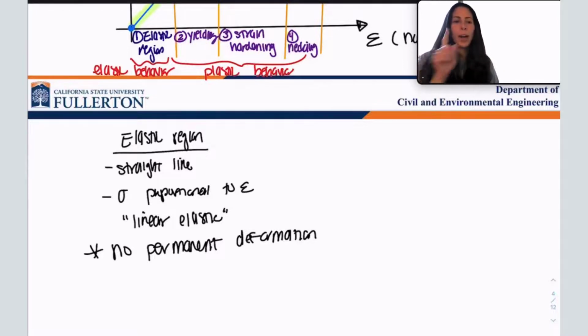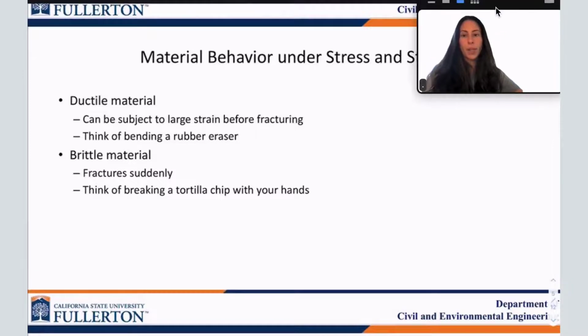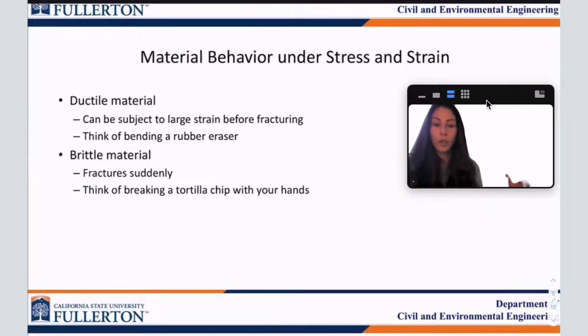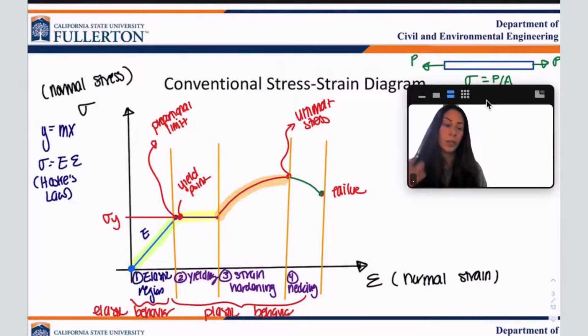Now, I want you to think about the plastic region. That means that there's no more bounce back. The minute you hit the plastic region, you have some permanent deformation there, okay? Now, let's talk about material behavior under stress and strain, okay? We have two different kinds of categories we're going to talk about today. We have ductile materials and brittle materials. So, what is a ductile material? A ductile material means that it can sustain a large amount of strain or deformation before you hit that fracture point. This stress strain diagram that we drew is for a ductile material, and I'll show you why.